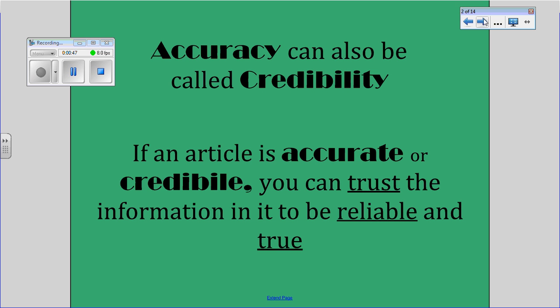In the same way, we want our articles to be accurate so that we know that the information in it is correct. Accuracy can also be called credibility. If an article is accurate or credible, you can trust the information to be reliable and true. This is crucial when you are writing research papers or doing research projects. If the information you get from articles isn't accurate, then your paper or project will also be incorrect.